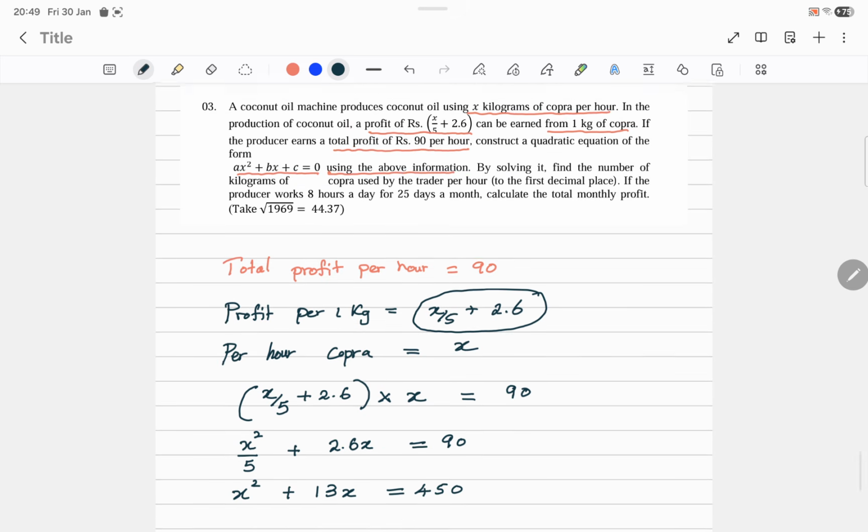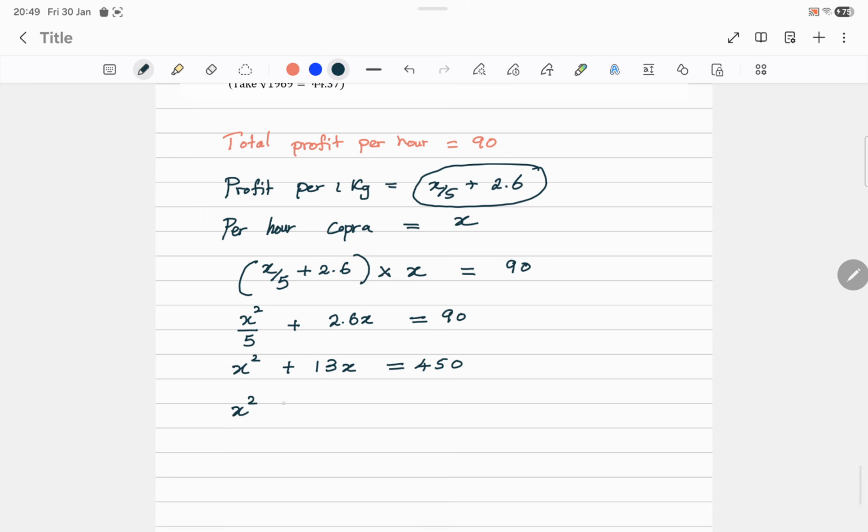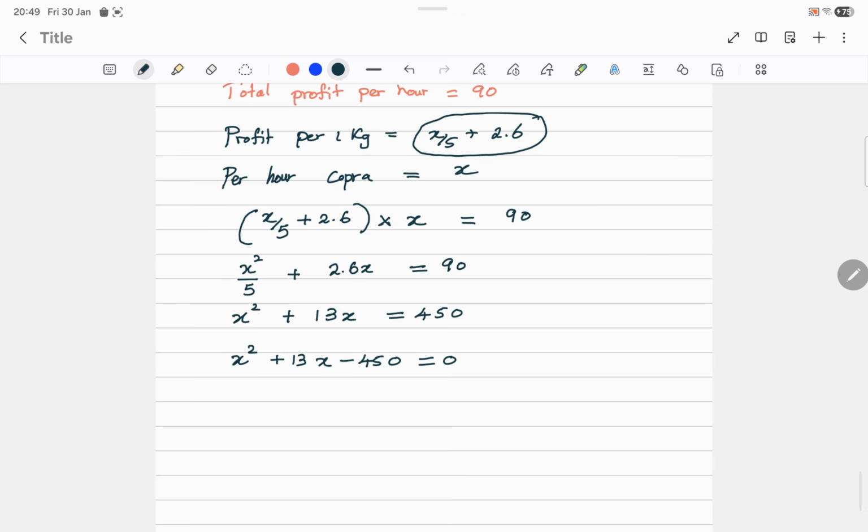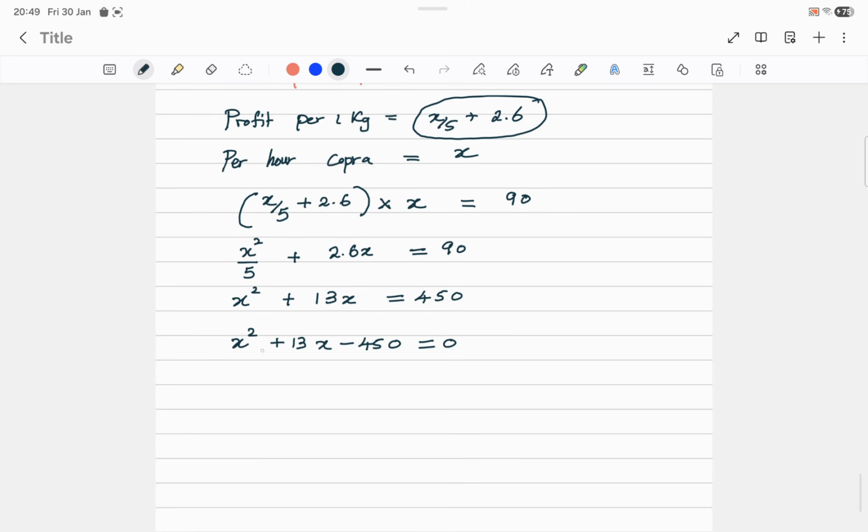Right. So we want to write it as a quadratic. So x squared plus 13x minus 450 equal to 0. Right, we did that. Now we want to do what? By solving it, find the number of kilograms of copra used by the trader per hour to first decimal place. So that means most likely this can't be factored. So we'll use what?